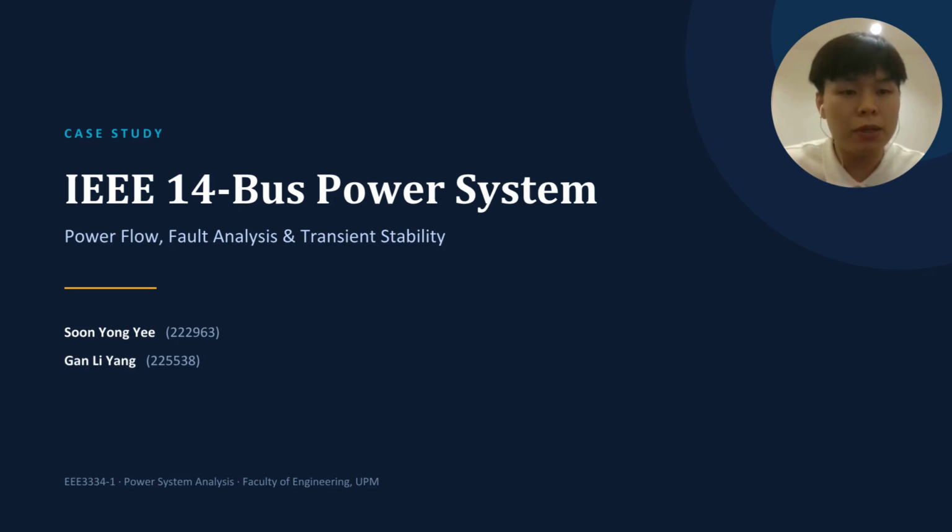I'm Sun Yong Yi. My matric number is 222963. I will be joined by my group mate Gan Li Yang. His matric number is 225538.